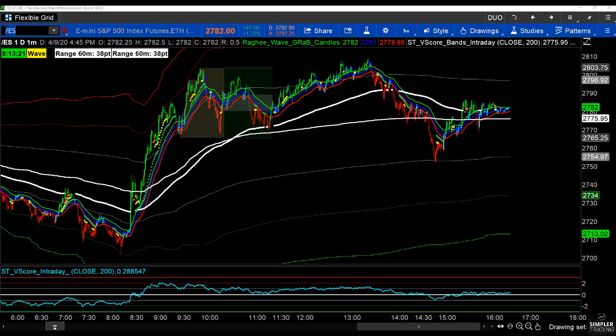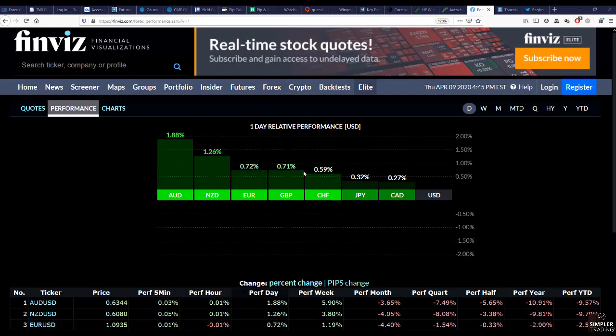So let's talk about where the currencies and the index futures really, for me, every morning collide and give me a tremendous edge. And that is starting off with a look at what the currencies plus bond combination tells us. So we start here with FinViz, and what we're looking at is the one-day relative performance.